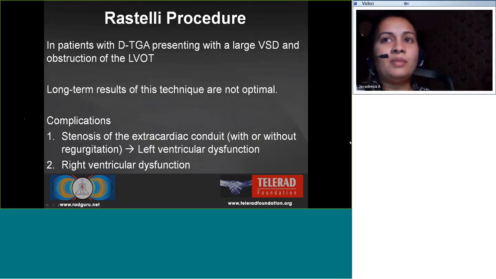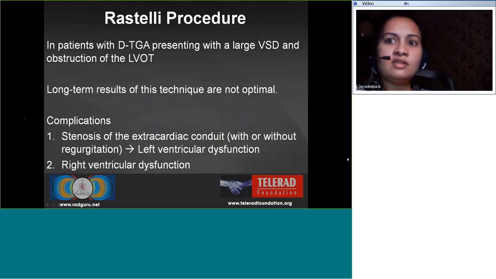This is primarily done in patients with D-TGA who are presenting with a large VSD and obstruction of the left ventricular outflow tract. The long-term results with this technique are not optimal and typically give rise to complications such as stenosis of the extracardiac conduit with or without regurgitation, therefore leading on to left ventricular dysfunction.